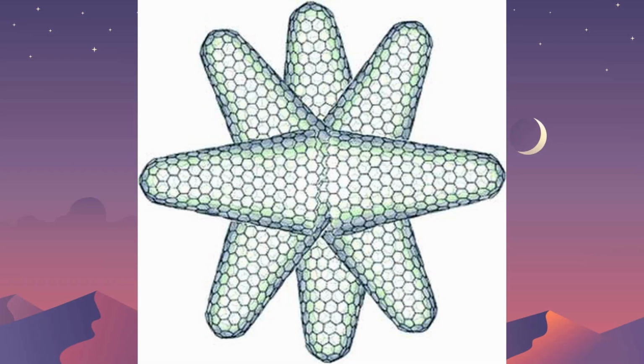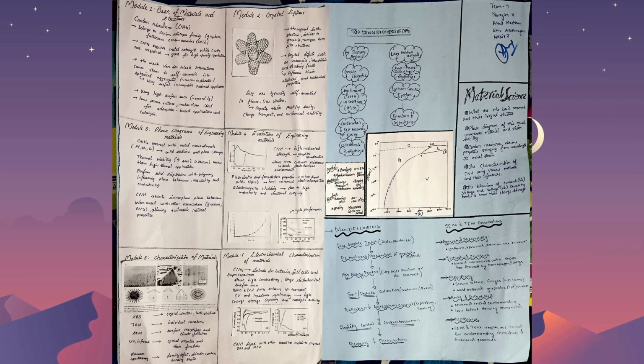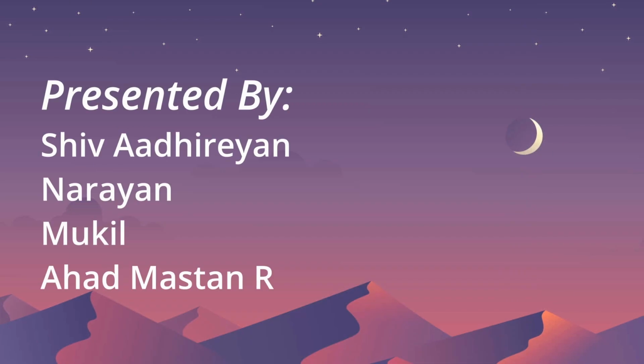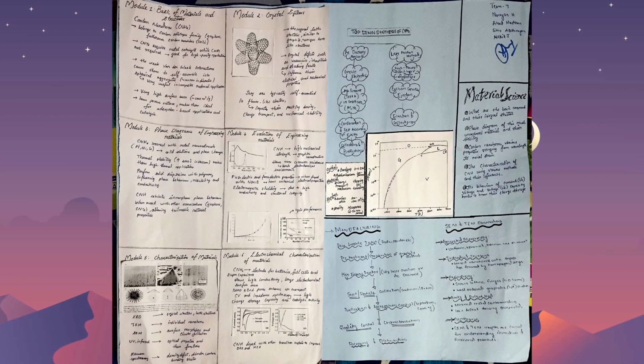Carbon nanohorns. They are one-dimensional carbon nanostructures with a conical shape and exceptional properties compared to other carbon nanostructures. Hello everyone, it's Shiv, and today I'm going to present our project on the material carbon nanohorn.